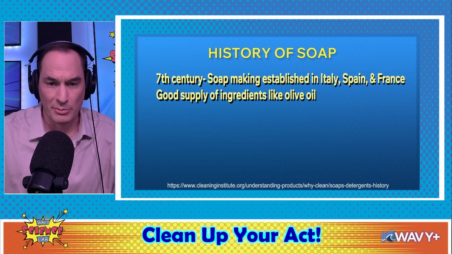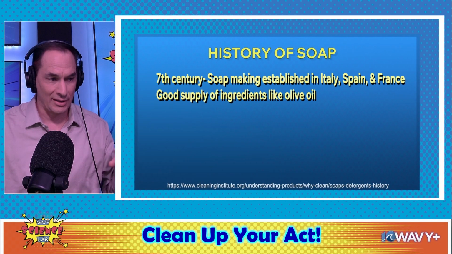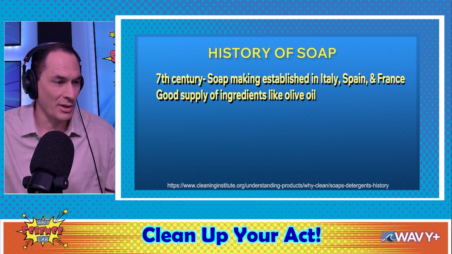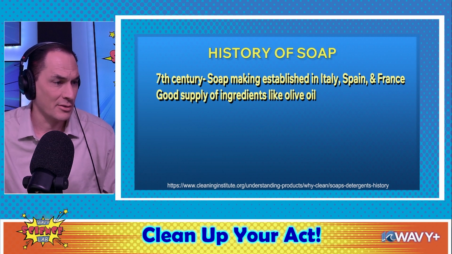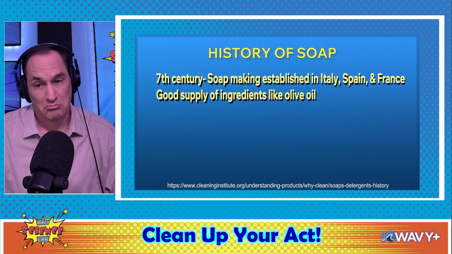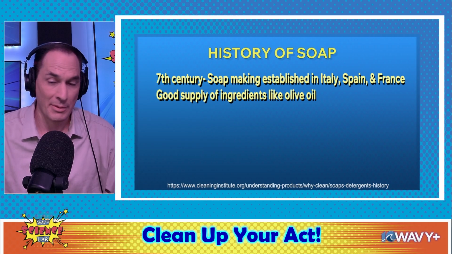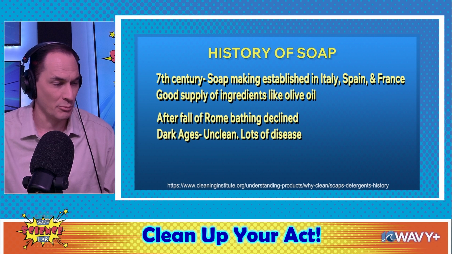Detergents, we're very familiar with that. We use detergents all the time. We're going to talk more about that. 7th century, soap making established in Italy, Spain, France. Good supply of ingredients like olive oil. Yeah, especially in Italy. I've been there, and they have the olive oil orchards.